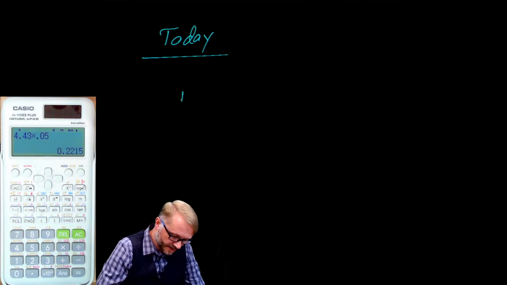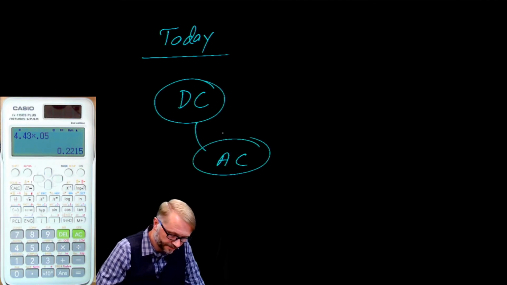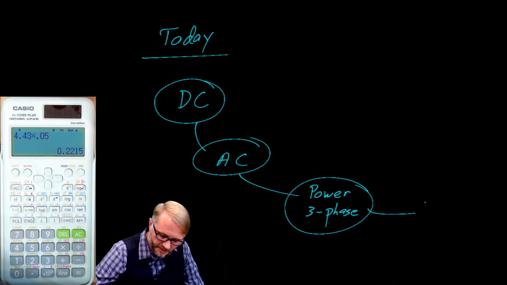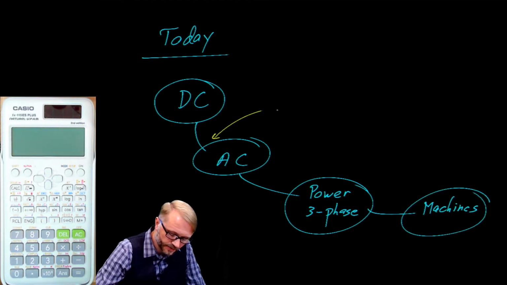We started with direct current. Then we moved to alternating current. Soon we will move to power and three-phase. Then we will move to machines. Today you are here.